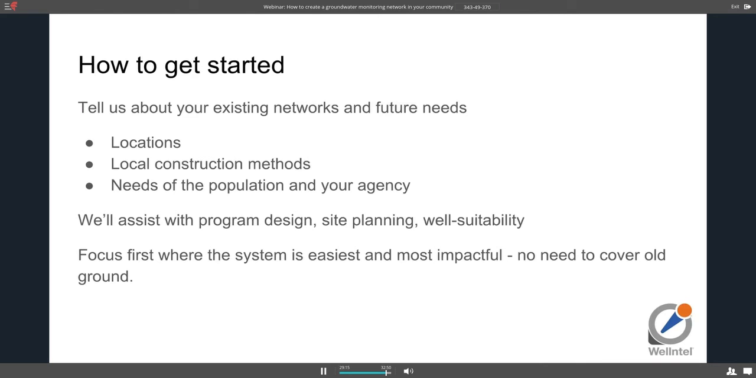How do you want the data exchanged and shared? Once we have a little bit of background information, we'll assist with program design and site planning and well suitability and drive all of those application questions. And we will then figure out when we can come out and focus where the system is easiest and most impactful, with no need to cover old ground, essentially to uncover new ground and create the first ever community network in your region.